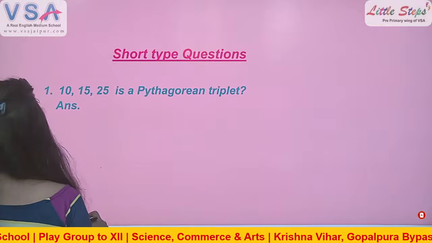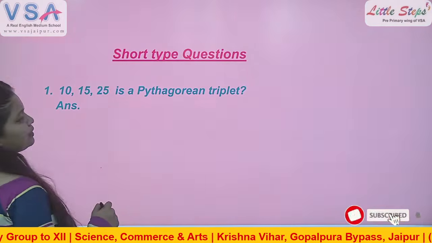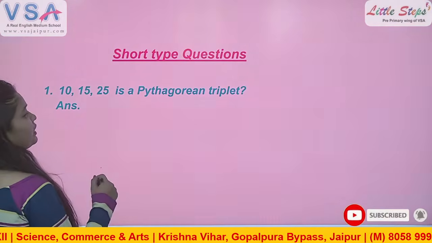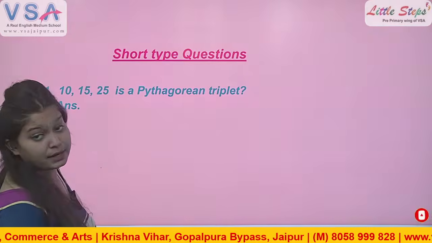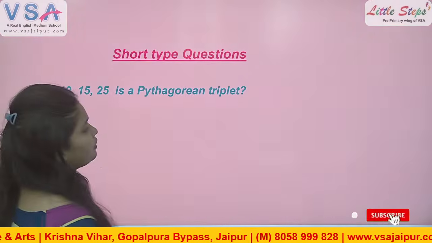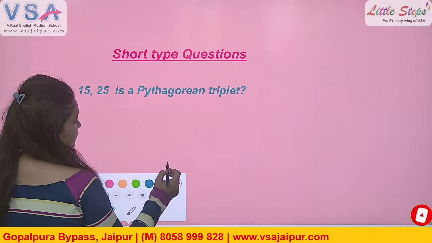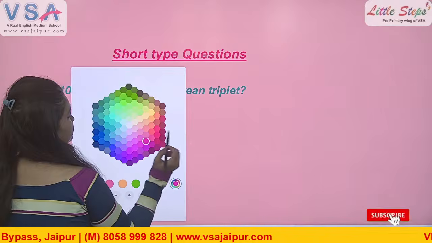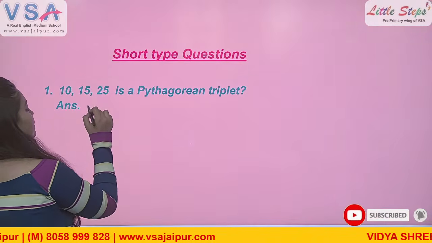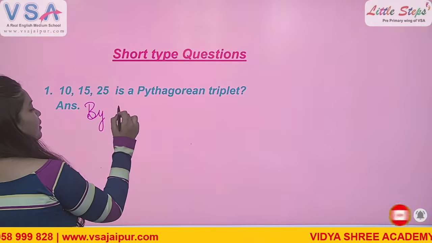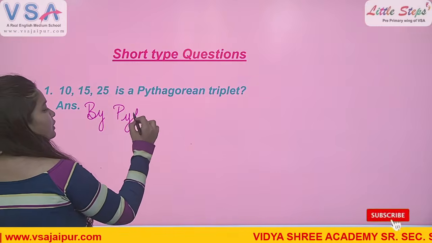Question number 1, 10, 15, 25 is a Pythagorean triplet. The question is asking if they are a Pythagorean triplet or not. So we have to check them using the Pythagorean triplet property.